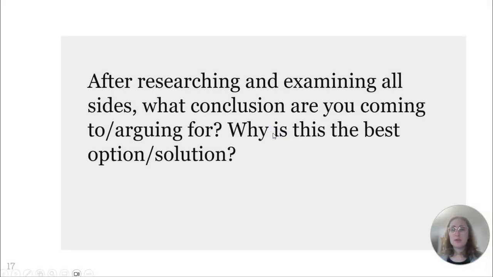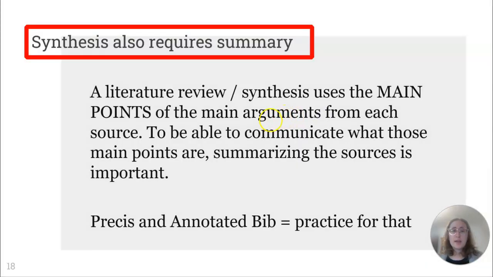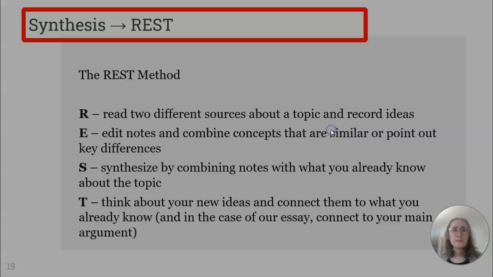You're essentially trying to come to the conclusion what's the best option or solution we should be using to solve this real world problem. And then a synthesis also requires summary, but that's why we've been doing an annotated bib and we did the précis. It's all been practice leading up to this point because you're doing a lot of summarizing of sources. You've done that work already, so you can go back and read your annotated bib and see, oh, that's what that source was about, and here's overlap that I'm already seeing between them. So that's what we've been practicing so far.